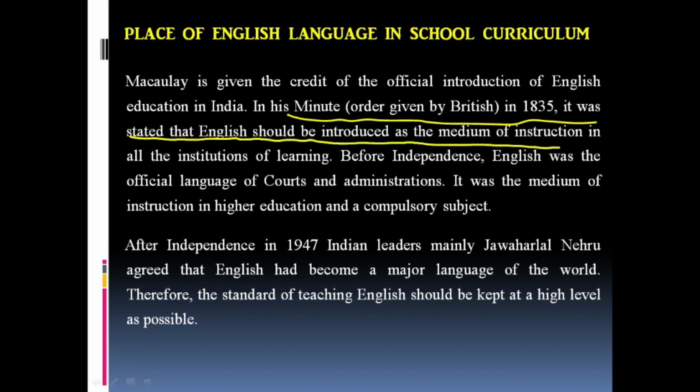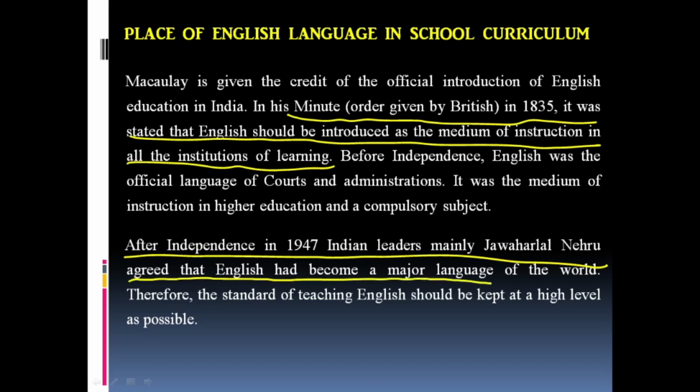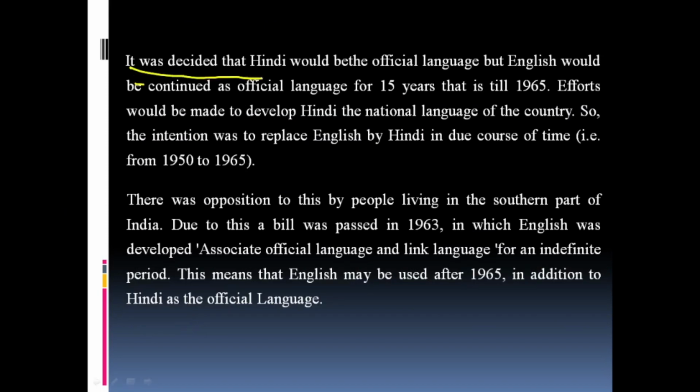Before independence, English was the official language of courts and administrations. It was the medium of instruction in higher education and a compulsory subject. After independence in 1947, Indian leaders, mainly Jawaharlal Nehru, agreed that English had become a major language of the world. Therefore, the standard of teaching English should be kept at as high a level as possible. It was decided that Hindi would be the official language, but English would be continued as official language for 15 years, that is till 1965.